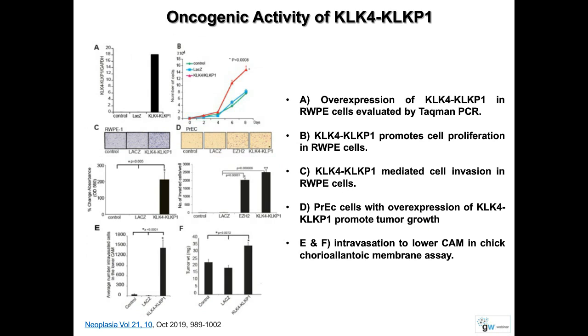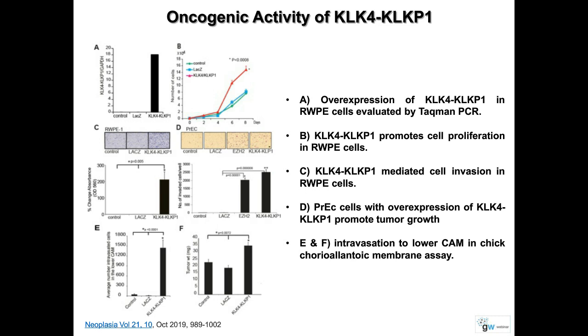Since we know that this fusion transcript is making protein, we wanted to show whether this fusion gene is oncogenic, so we did invasion and proliferation assays using the RWP and PREC cells, and we show that overexpression of this fusion gene in RWP and PREC cells shows increased proliferation and invasion. We also did the chicken chorioallantoic membrane assay to show whether the tumor has any potential for metastasis, which clearly shows that there is an intravasation to the lower CAM in the chorioallantoic membrane as well.